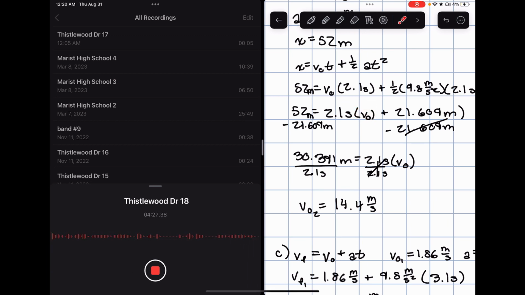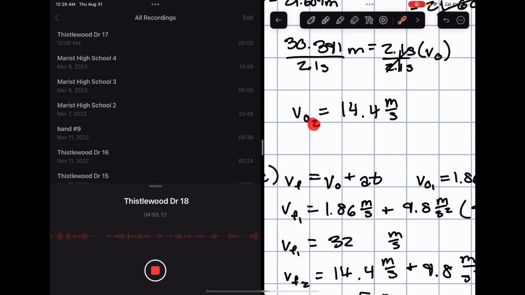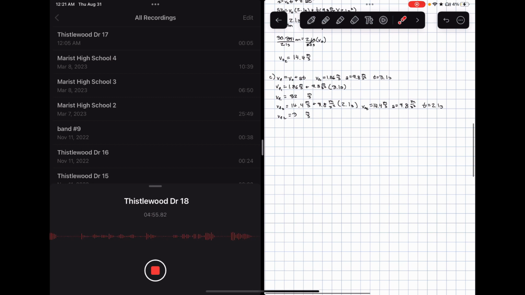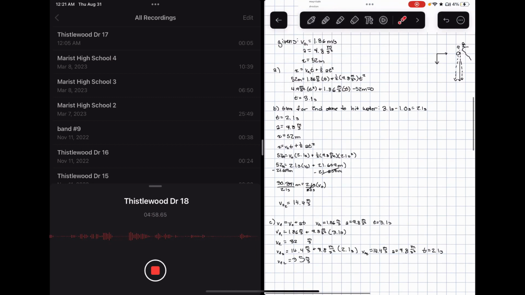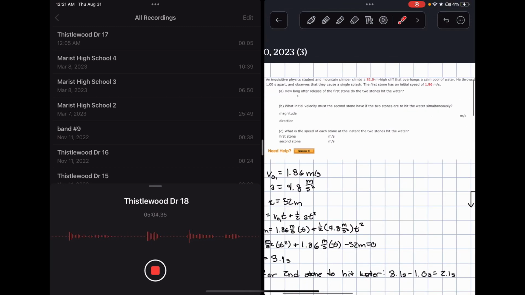21.609 meters. Now, I want to isolate this in order to find it out, so I just subtracted 21.609 meters, which gets me to here. So 30.391 meters equals 2.1 seconds times initial velocity. Now to isolate this even more, I divided both sides by 2.1 seconds. This cancels out, and so I'm then left with the initial velocity of stone 2 being 14.4 meters per second. And as I said before, we are going downwards.